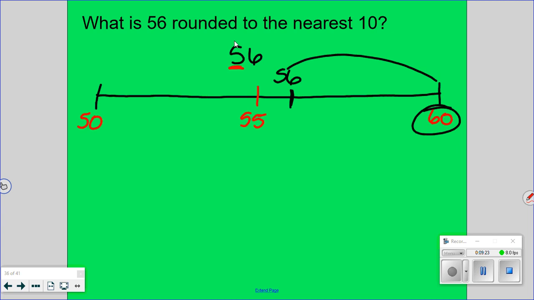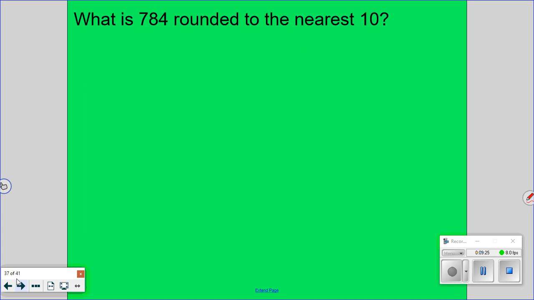Let's try another one. 784 rounded to the nearest 10. Go ahead and write that number. We're going to write that number, and we're going to draw our number line.